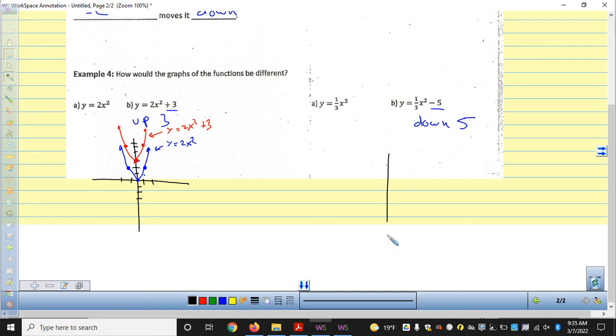For this one, if I plug in 0 for x, well, 0 squared is 0 times 1/3. I get a 0. My vertex is there. And I'm going to plug in x equals 3. So I get a nice number that I can divide by 3. Well, 3 squared is 9, and 9 divided by 3 is 3. So I get a point at 3, 3. And then we get a point over here at negative 3, 3.